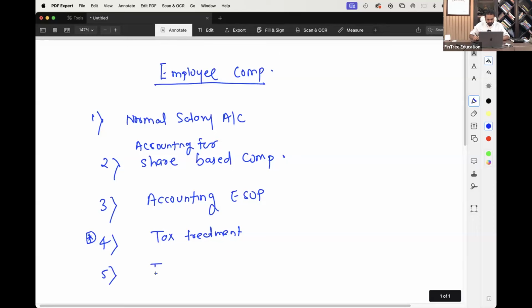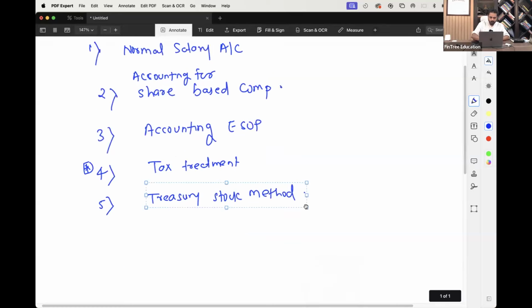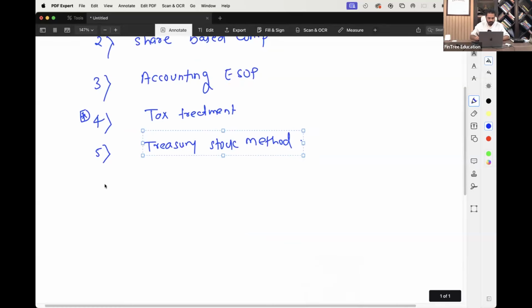Then section 5 again gets a little technical. We have to do this thing called the treasury stock method. We'll have to do one calculation on this. It's going to be a big calculation. It will take us some time to get through it.